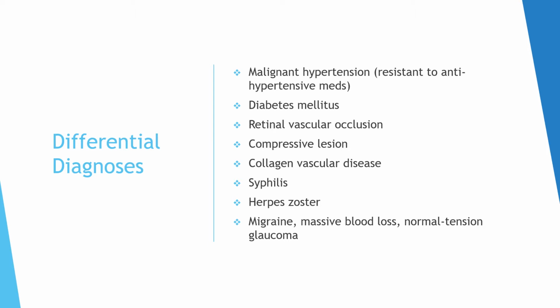It can be malignant hypertension, which is resistant to a lot of hypotensive meds. There could be diabetes mellitus, retinal vascular occlusion, the BRAO, compressive lesion from the back of the eye. There can be collagen vascular disease, always syphilis, as well as herpes zoster. Systemically, there can be migraine or massive blood loss that can cause these symptoms, and also normal tension glaucoma can present with decreased vision or constricted visual fields in the late stage.